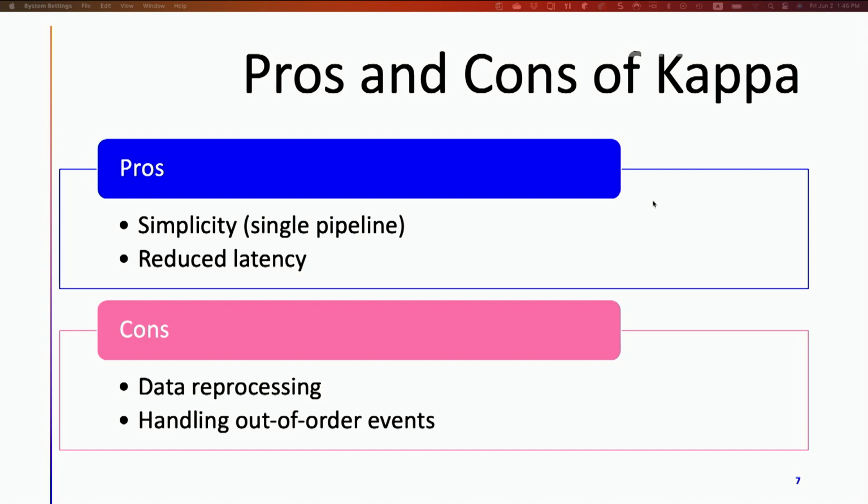The pros and cons of Kappa: basically it's simple because it's a single data pipeline. You're not managing collaboration between multiple data sets or data formats. And there's reduced latency, again, it's going straight from your stream into your main app, as I showed in the yellow pipeline. So it's the hot path is what they call it.